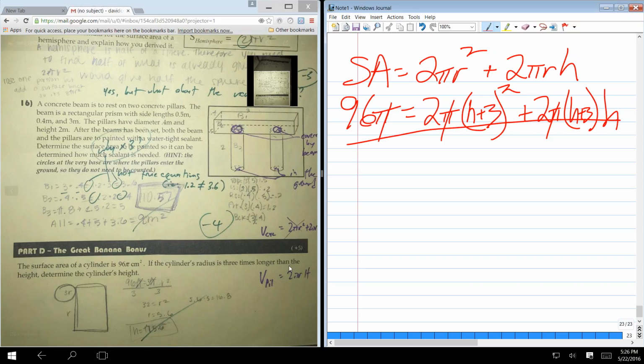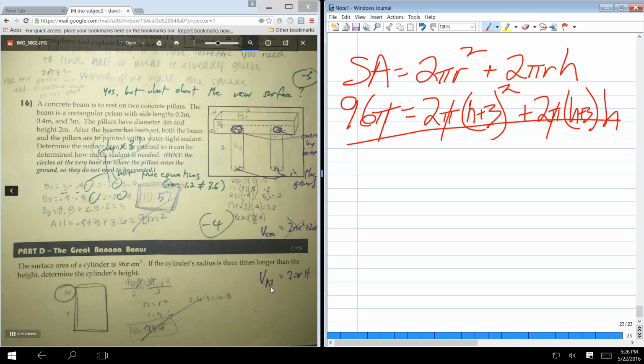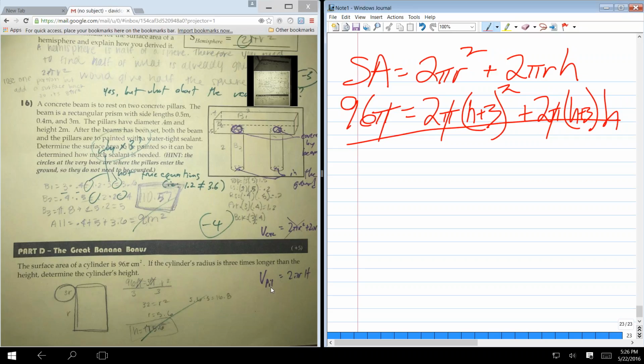What the heck? Again, she puts the wrong formula here. Why is she calling this v? Am I missing something? What's the subscript say? V of what? Pillar. P-I-L. Oh. But she's using V. She should be using SA. And that's not even the right equation for SA. The one I've written up here is the right equation. She put only this part of it.